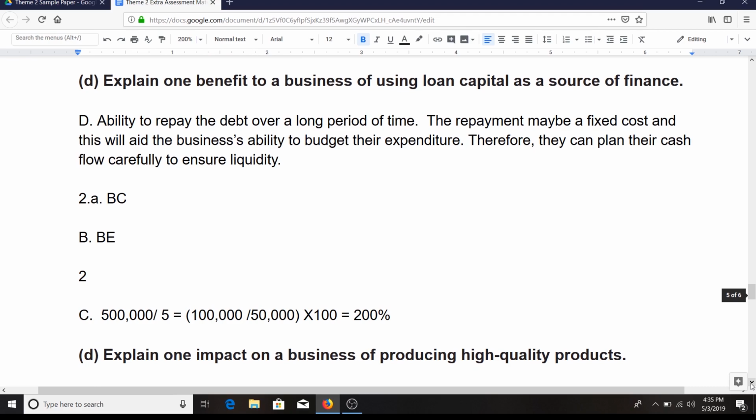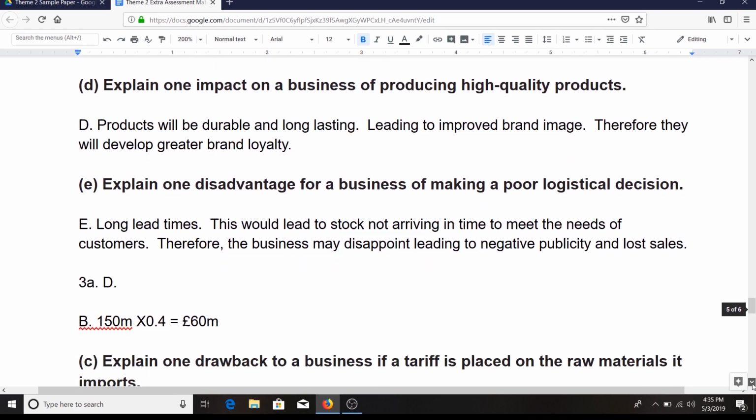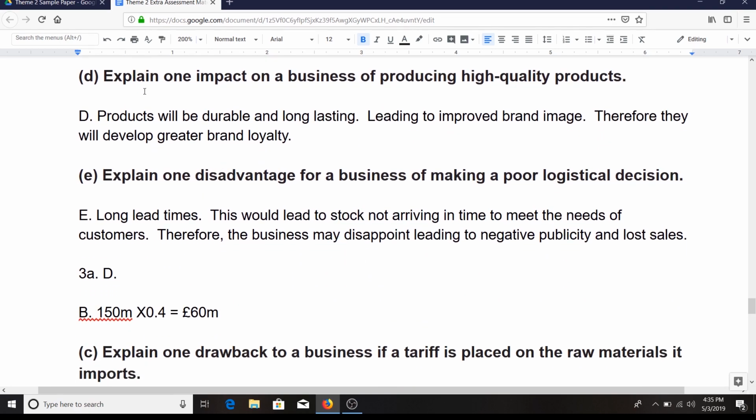Now, explain one benefit to a business of using loan capital as a source of finance. Okay, so loan capital or debt, ability to repay the debt over a long period of time. The repayment may be a fixed cost, and this will aid the business's ability to budget their expenditure. Therefore, they can plan their cash flow carefully to ensure liquidity, okay, to ensure that they've got enough cash available for their day-to-day expenses. So that's a really important point. Okay, right, we've got some numerical questions there, and then we're back into the explain question.